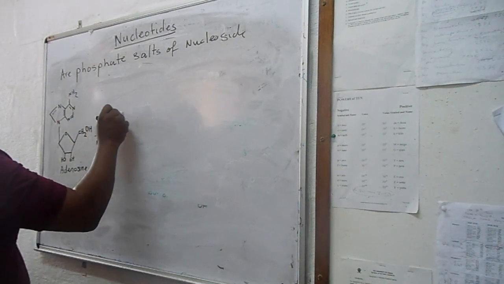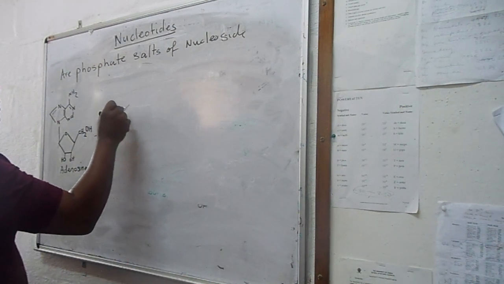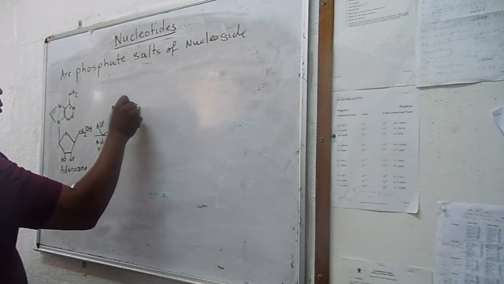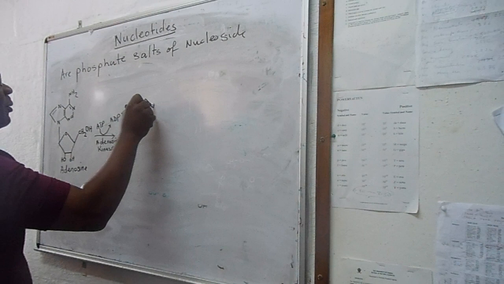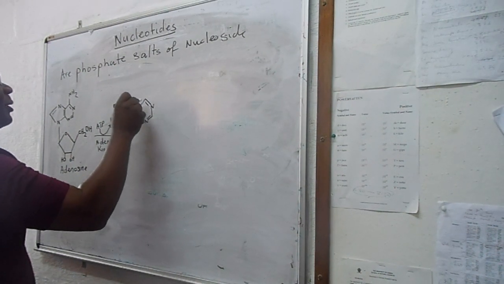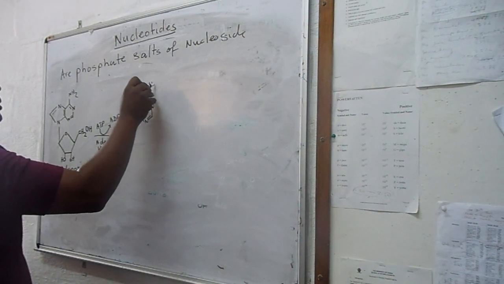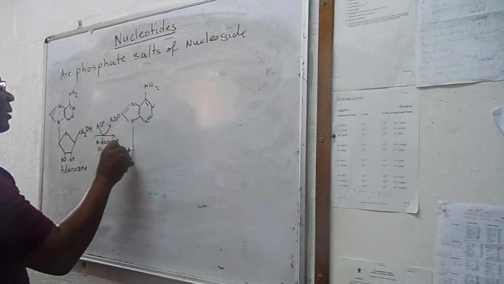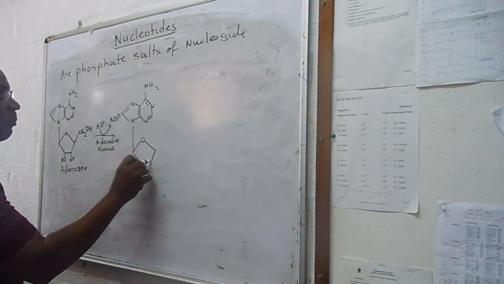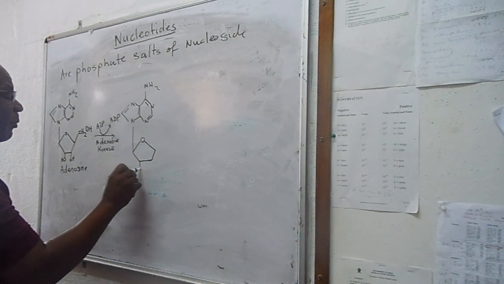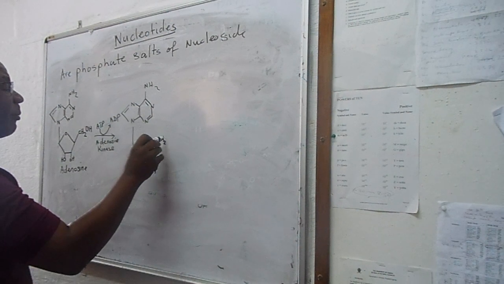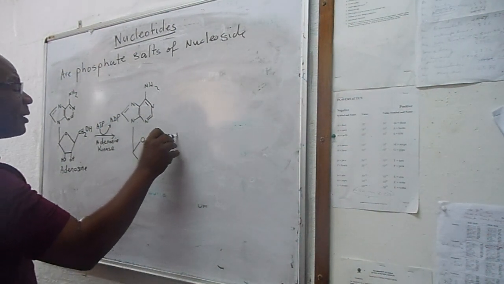Just like we saw with the pyrimidines, similarly with the purines, there is going to be phosphorylation. Phosphorylation takes place at the 5' carbon. This is my 5' carbon. So I add the phosphate here.